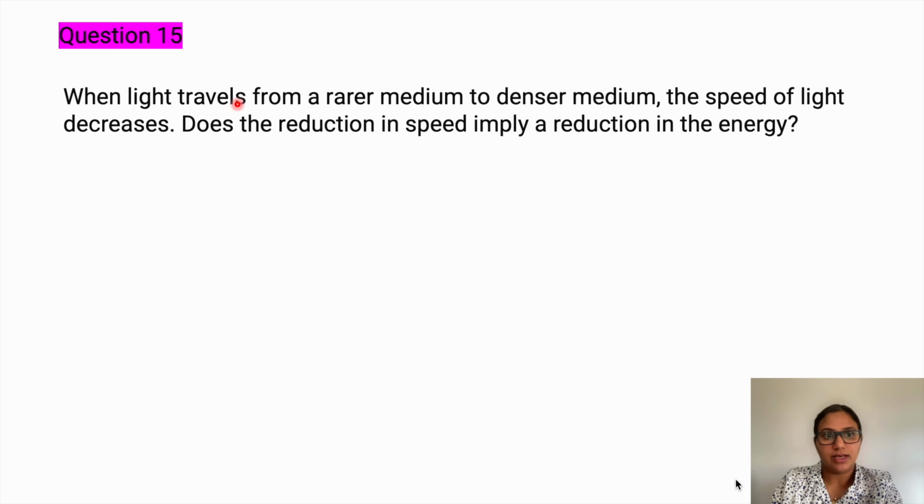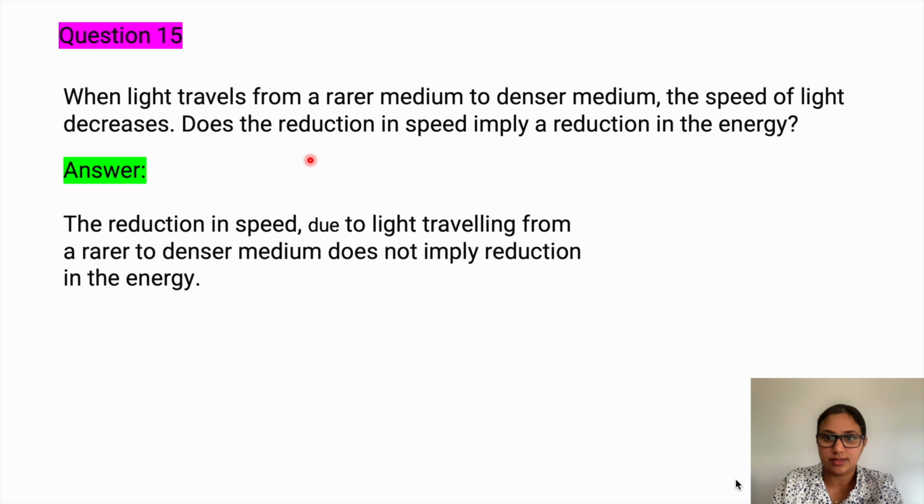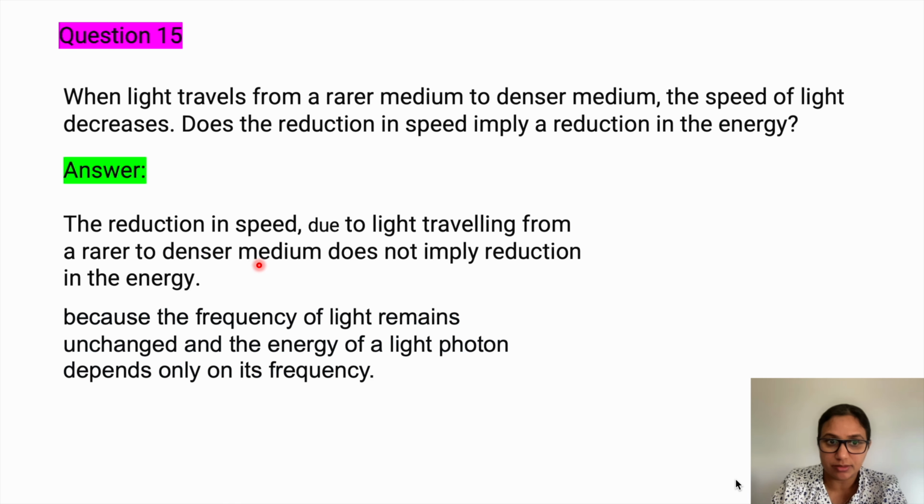Next, when light travels from a rarer medium to a denser medium, the speed of light decreases. Does the reduction in speed imply a reduction in the energy? The answer is, the reduction in speed due to light traveling from a rarer to denser medium does not imply reduction in energy, because the frequency of light remains unchanged and the energy of a light photon depends only on its frequency.